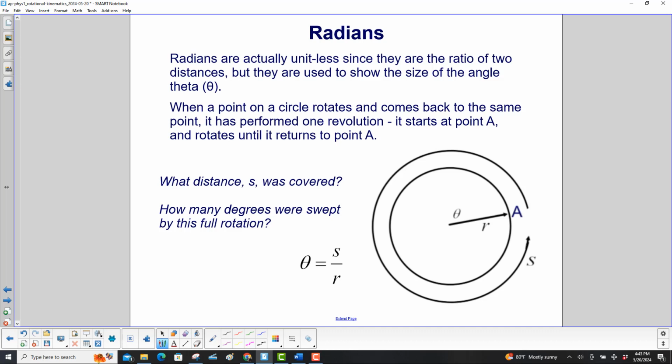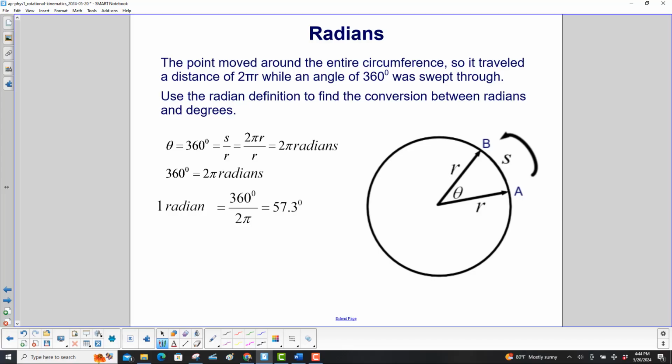Radians are actually unitless since they are the ratio of two distances, S over r, but they are used to show the size of the angle theta. When a point on a circle rotates and comes back to the same point, it has performed one revolution. It starts at point A and rotates until it returns back to point A. What distance S was covered? How many degrees were swept by this full rotation? The point moved around the entire circumference, so it traveled a distance of 2 pi r, the circumference of a circle, while an angle of 360 degrees was swept through.